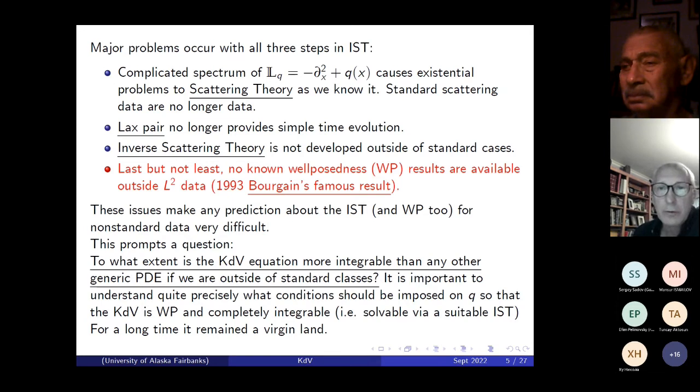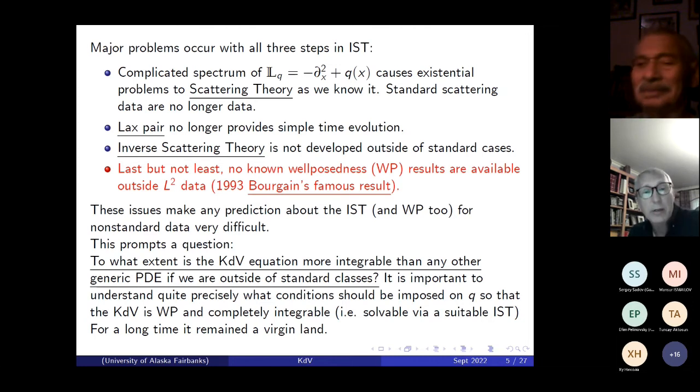we can solve KdV using the inverse scattering transform only in two cases, then why, one would ask, is KdV more integrable than any other generic PDE? And it's a good question, which was posed by many leading experts in the area. But not a lot of progress has been made so far. So this area remains pretty much a virgin land.